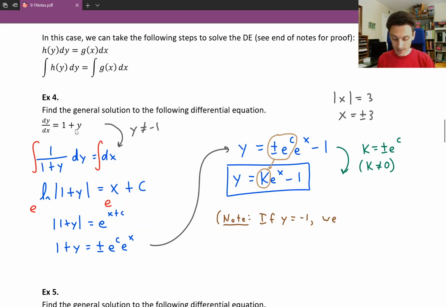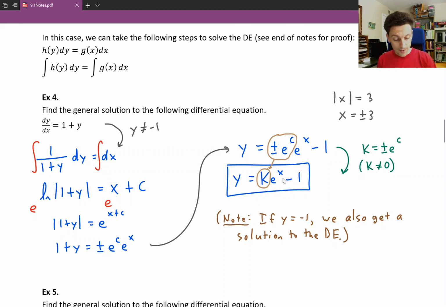And on the right-hand side, the 1 plus y, if y is a constant negative 1, that's 1 plus negative 1, which is also 0. So if y is equal to the constant negative 1, if like y of x, your function, is equal to negative 1, then we do still have a solution to the differential equation. So we also get a solution to the differential equation.